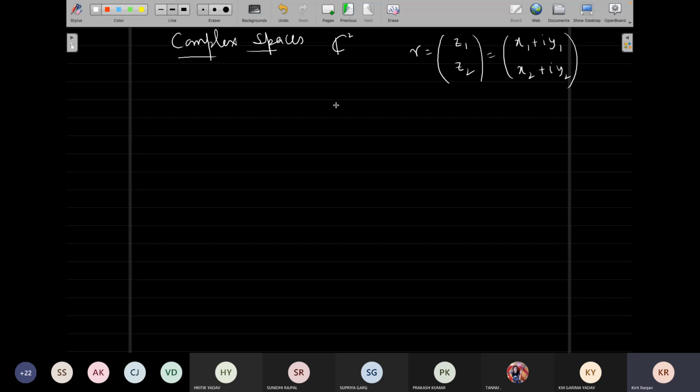Now, do exactly what we did earlier. So what will be our R dagger? Now instead of R transpose, I will talk about R dagger. What will be that? First let me just write down Z1 star, Z2 star, right? And then x1 minus i y1, x2 minus i y2, right?